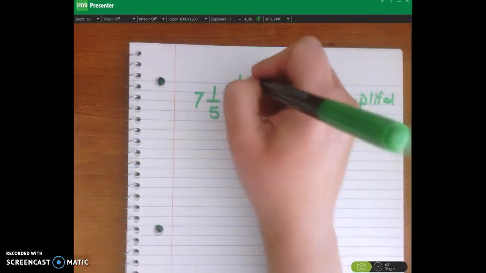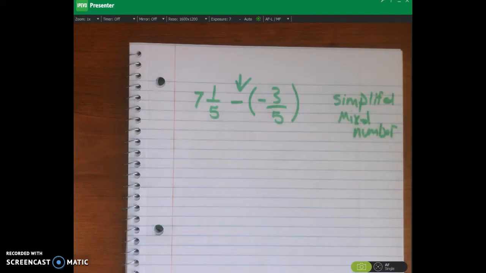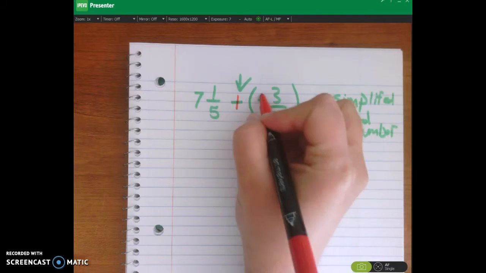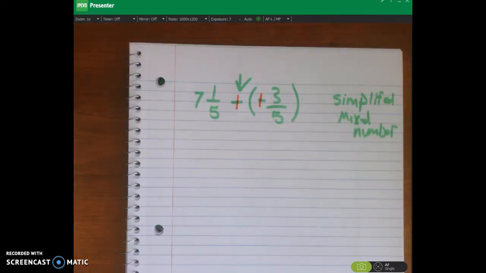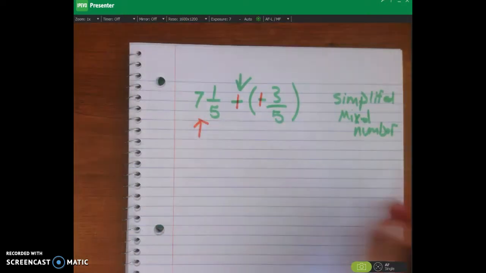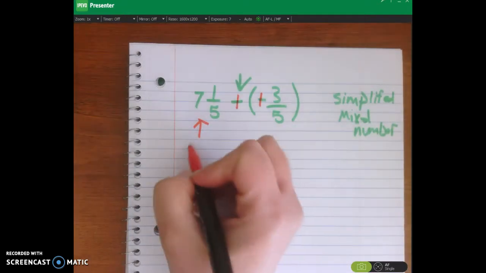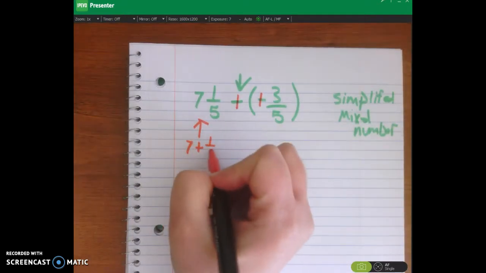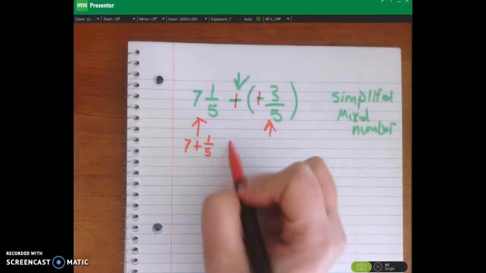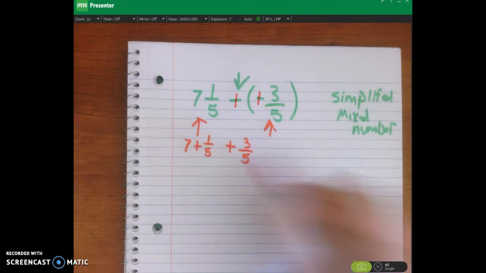Again, we have subtraction. We need to change our subtraction so that we are now adding the opposite. So now I'm going to add a positive. Now, there's two ways we could do this, okay? We can look at this right here and say that, well, 7 and 1/5 is the same as 7 plus 1/5. And then we add our 3/5. So now we have plus 3/5.